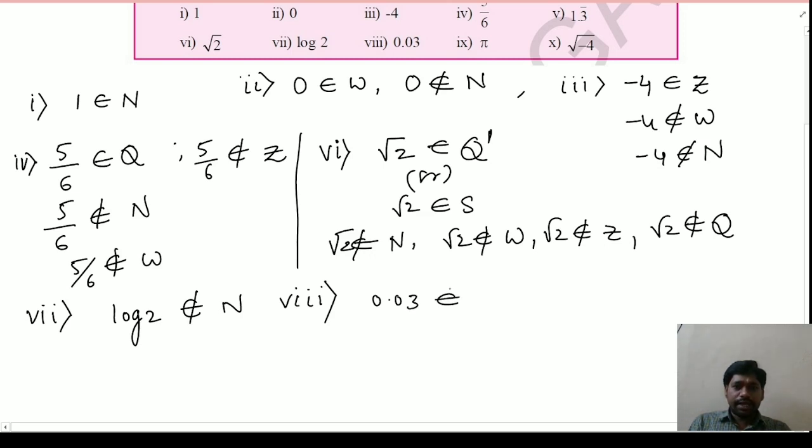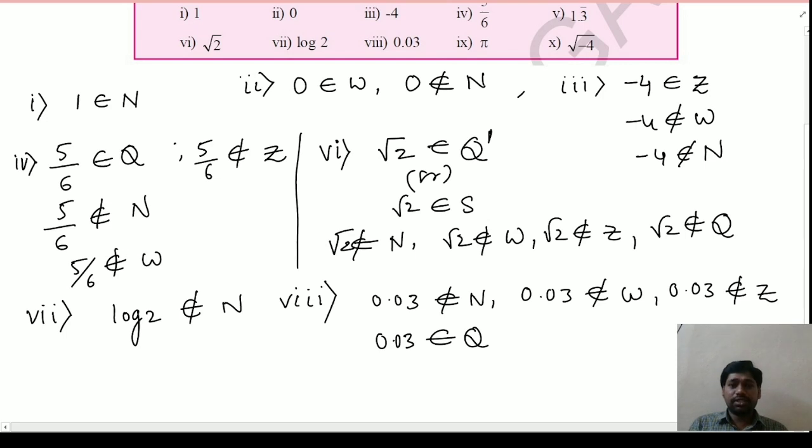It is not a natural number. It is not a whole number. It does not belong to integers. Yes, it belongs to rational numbers, because it is a terminating decimal. Then we can say it belongs to rational numbers.